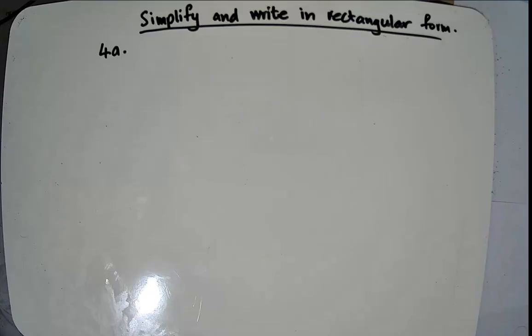The next question is simplify and write in rectangular form. 4a. That's our question. All we have to do is multiply. Do you remember something called the distributive property? That means the number on the outside times the first number inside the bracket, then the number on the outside times the second number within the bracket.